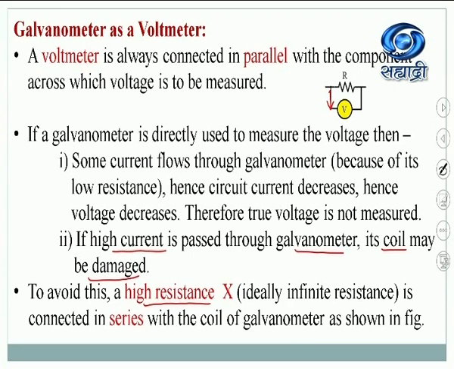A high resistance, let us say this is X. How much is this high? Ideally, it is infinite. This high resistance is connected in series with the coil of the galvanometer. See the difference between ammeter and voltmeter. In an ammeter, we had seen a low resistance is connected in parallel. Here we see a high resistance connected in series.